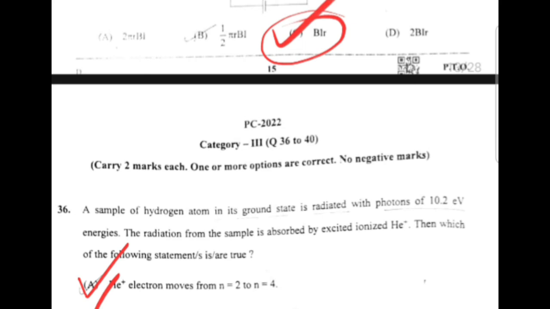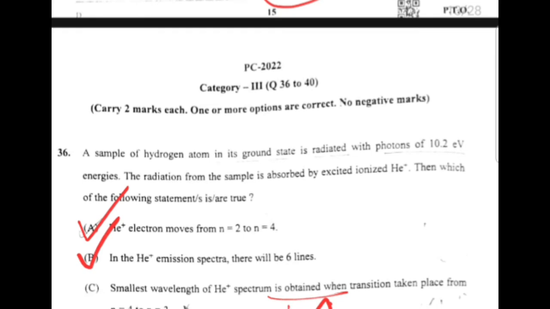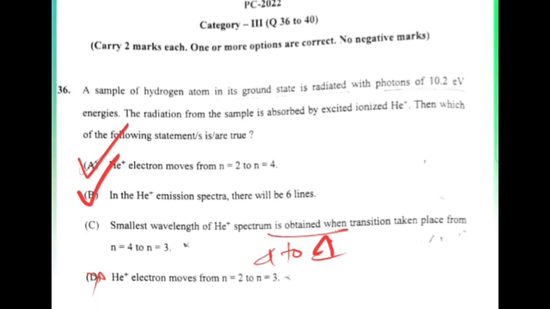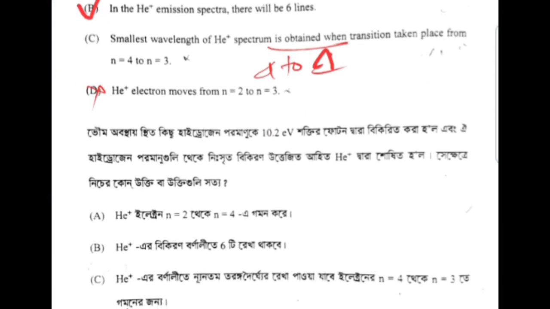36. A sample of hydrogen atoms in the ground state is irradiated with photons of 10.2 eV energy. The radiation from the sample is absorbed by an excited ionized helium atom. First option, helium plus electron moves from n equal to 2 to 4, is the correct option. If we apply the formula 1 by lambda equal to R Z squared into (1 by n1 squared minus 1 by n2 squared), in the helium plus emission spectra there are 6 lines, correct option. But the smallest wavelength is from 4 to 1, not 4 to 3, so option C is eliminated. Option D, helium atom moves from n equal to 2 to n equal to 3, is also eliminated.